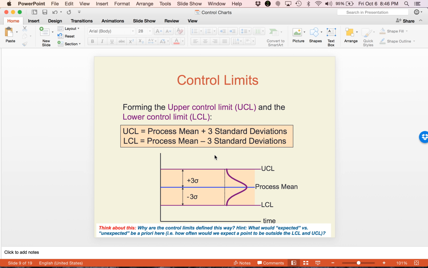In other words, if we're above one of these control limits or below one of these control limits, we would have an outlier, and that would be an indicator of a problem, probably due to an assignable cause.